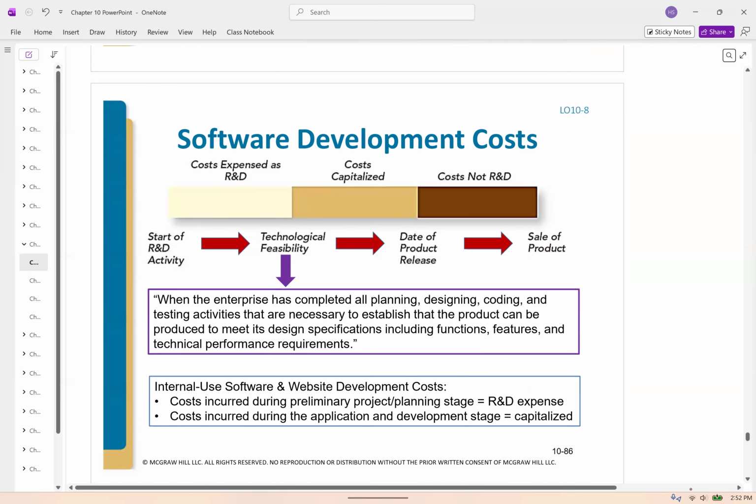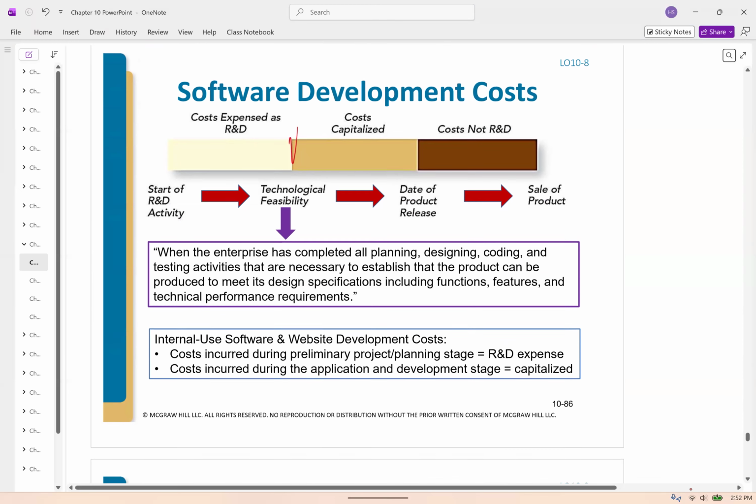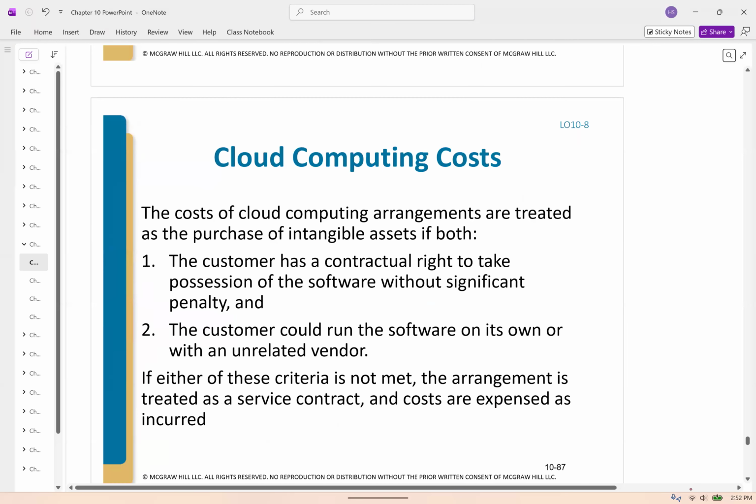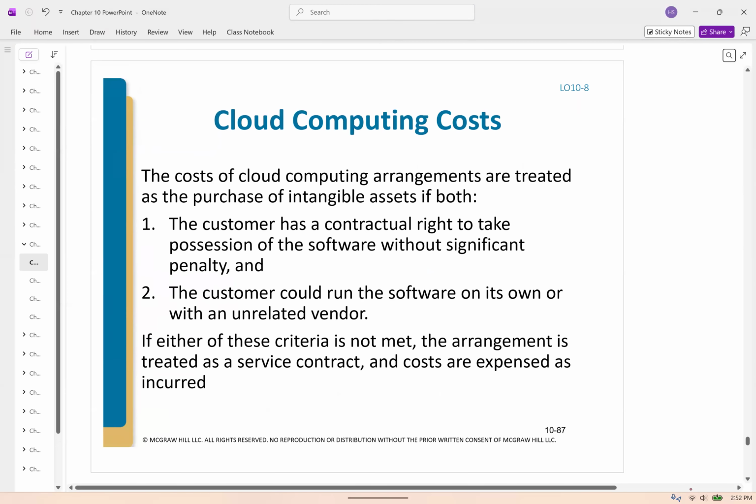Software development, that's also one of those things. It's going to be expensed as incurred until technological feasibility, and then we can start capitalizing costs at that point. Okay. Then cloud computing costs. This could fall underneath as an intangible. Cloud computing could, because almost everybody saves things in the cloud.